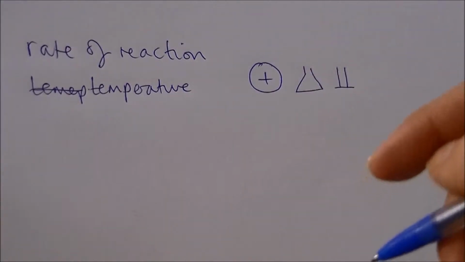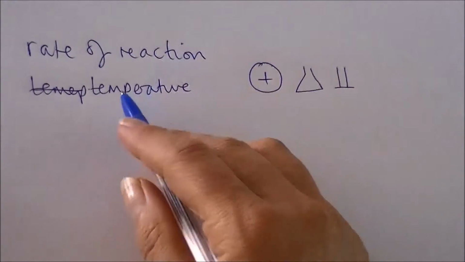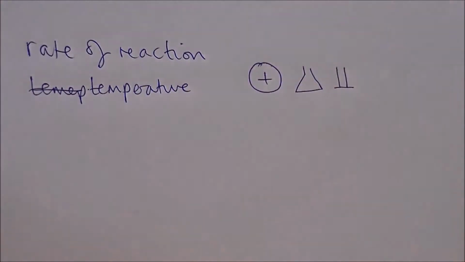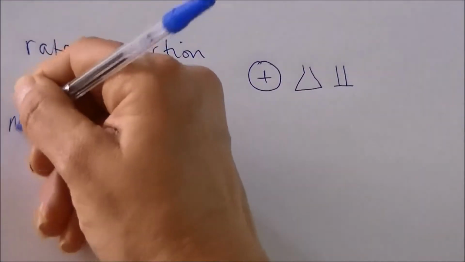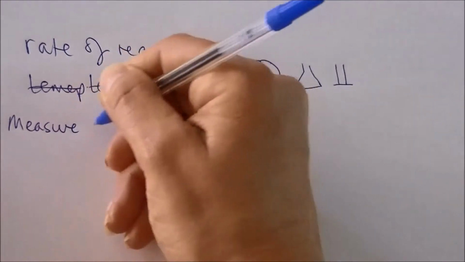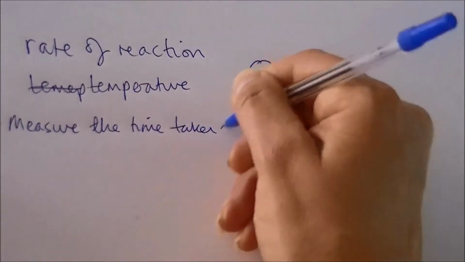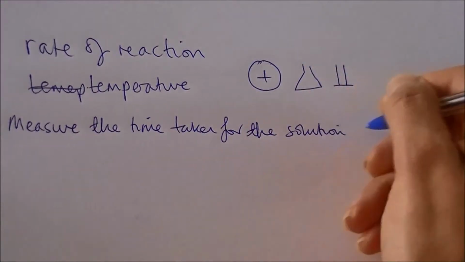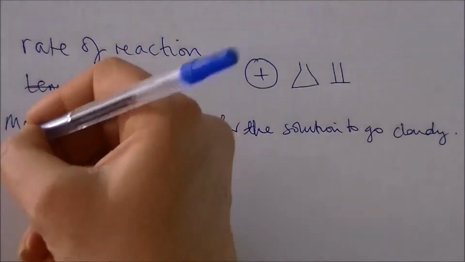So, what do we say we have to do first? Measure. There's something we're going to have to measure. So first of all, we're going to need to measure how fast this reaction is going to go. We need a time, and we need something that's going to happen in that time. We've already talked about this solution going cloudy. So the first thing I'm going to write down is I'm going to measure the time taken for the solution to go cloudy.